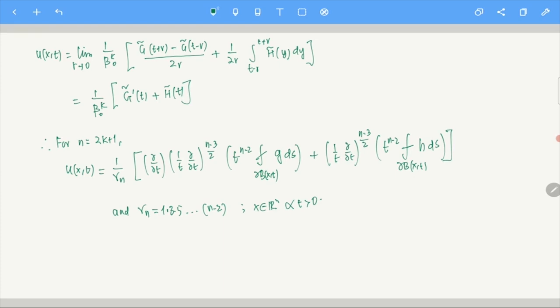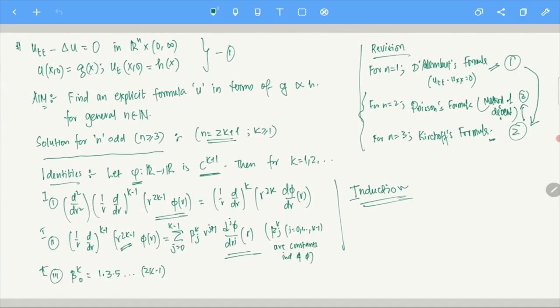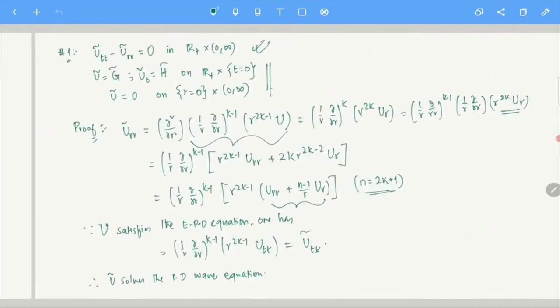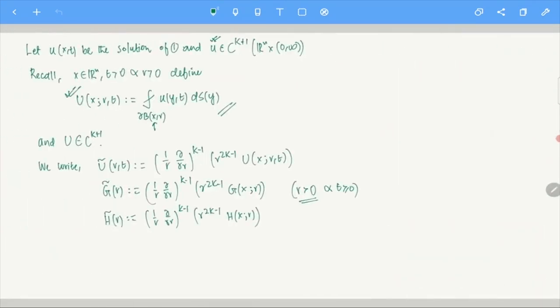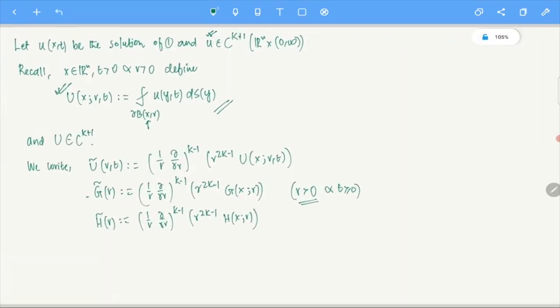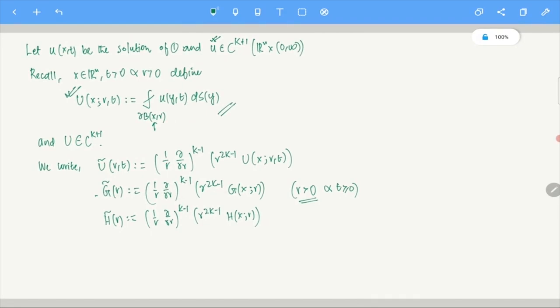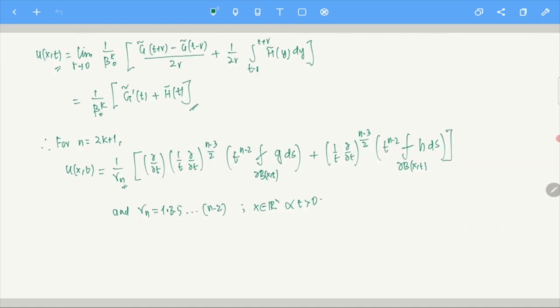Clear? So, what did we get? You see, u of x t is basically this thing, this b0k. How is this gamma n coming? You see, what is b0k? b0k is 1, 3, 5 up to 2k minus 1. So that is what gamma n is here. And here, g delta and h delta, we already know, right? g delta we have defined to be, see, we defined g delta somewhere, no? Yes, g delta is defined by this, 1 by r del del r to the k minus 1 of this, with respect to t, so del del t of this particular thing, and again h delta is given by this. I'm doing nothing but putting everything together, and then I'm using the definition of capital U, so I get everything in terms of small g and small h, and this is the formula.